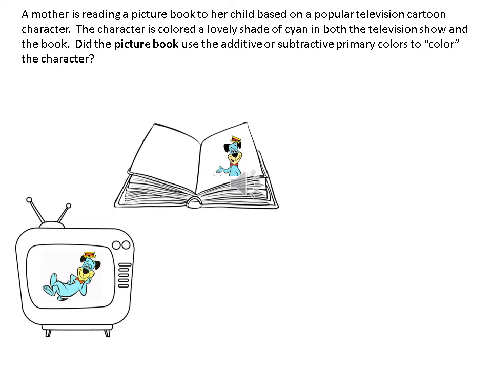A mother is reading a picture book to her child based on a popular television cartoon character. The character is colored a lovely shade of cyan in both the television show and the book. Did the picture book use the additive or subtractive primary colors to color the character? Since it was made using dyes, it used the subtractive primary colors.